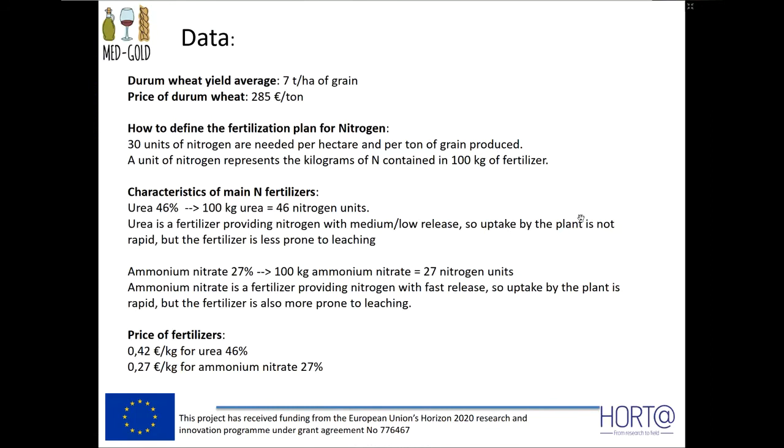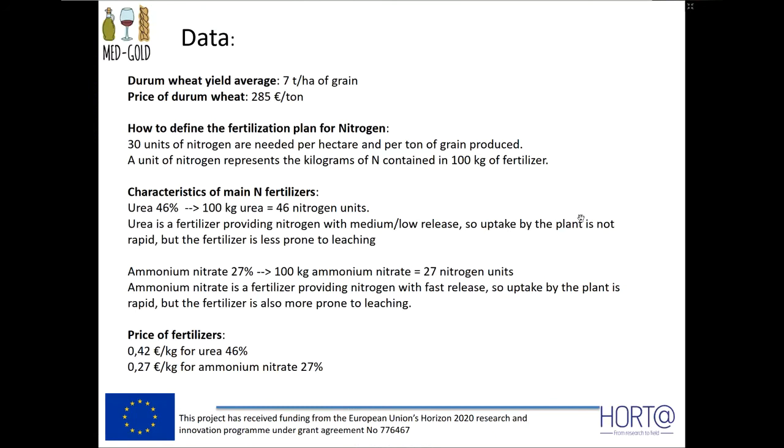Thank you. Here you see some useful data. The durum wheat yield in the north of Italy is usually 6-7 tons per hectare. 7 probably is a bit higher than average, but we often work with efficient farms, so it's not difficult for bigger farmers to get 7 tons per hectare. The price is a bit lower than 300 euros per ton, 285 euros per ton.